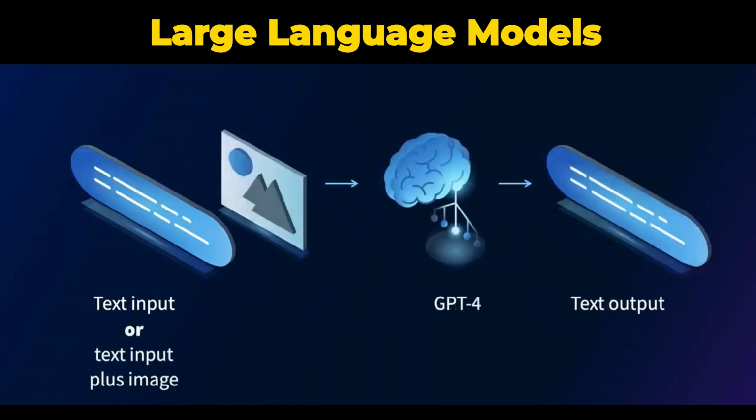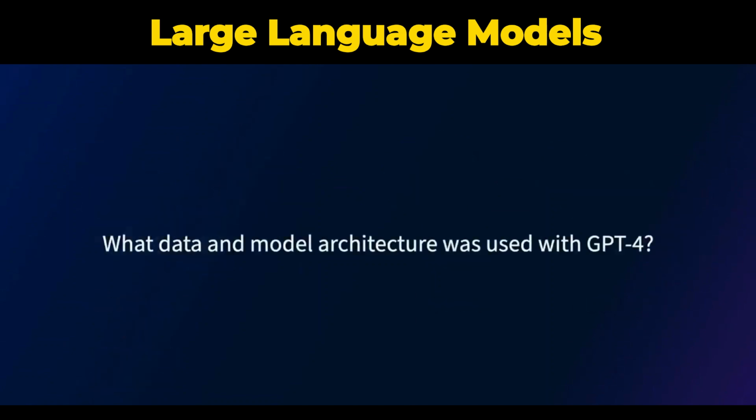This means it can take in either text or a combination of text and image data and will output text. And at the time of this recording, you can only submit text data as input to GPT-4. Those of us who use large language models are always curious about the data and the model architecture used to train the model. But this time round, OpenAI has decided that they won't share the results.